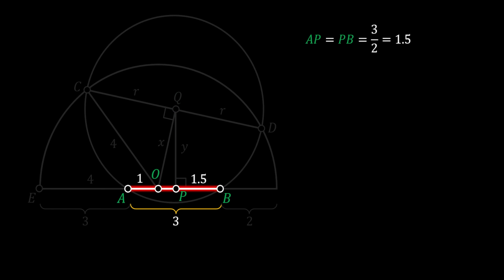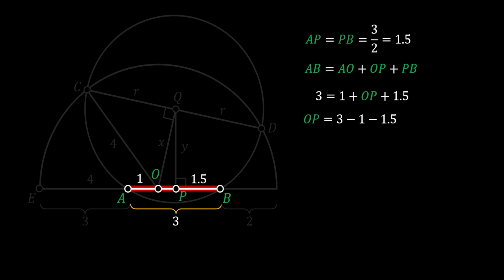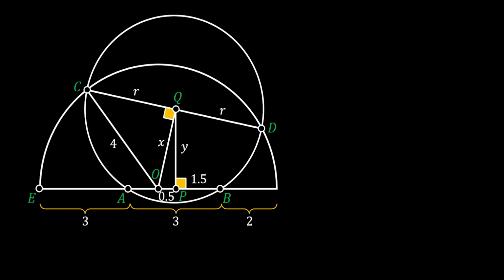Now let's notice the highlighted line AB. It consists of segments AO, OP, and PB. So if we substitute the values from the sketch, you can see that we can calculate the segment OP as 3 minus 1 minus 1.5, which means that the segment OP has the length of 0.5. Now finally, let's take a look at the radius of our full circle, and let's rotate this radius to the point B. In this way, we know that the line QB will also have the length of small r. Alright, so now we have everything that we need.